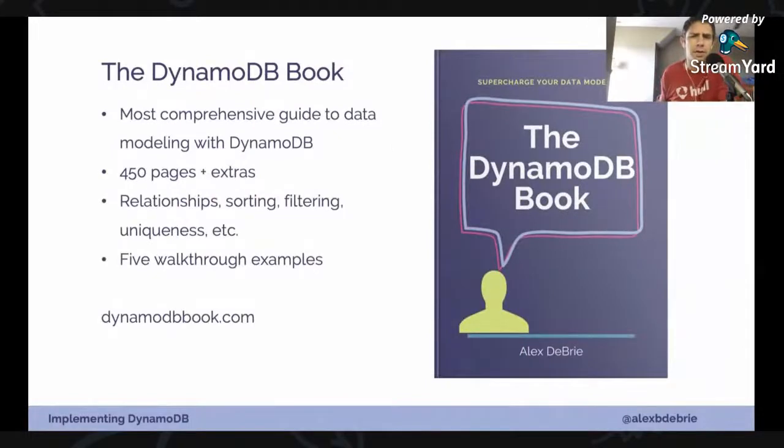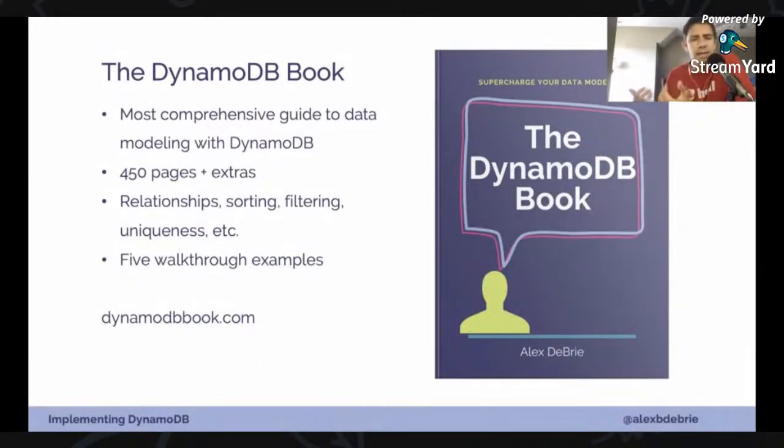I mentioned the DynamoDB book earlier. I released that a couple months ago, and I think it's the most comprehensive guide to data modeling with DynamoDB that's out there. Because again, like I was saying earlier, data modeling with DynamoDB is pretty different than with a relational database. So it's a pretty in-depth book. It's 450 pages, and it's got a bunch of extras and additions if you want to buy that sort of thing. It talks about how to handle relationships. It talks about how to do sorting, filtering, handle uniqueness, all sorts of stuff. So, really core things to your applications. It's going to walk you through all that.